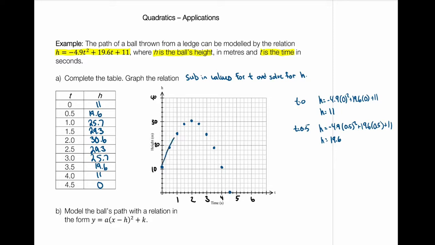So I can sketch my graph here like that. And there I have my quadratic that represents the ball being thrown.